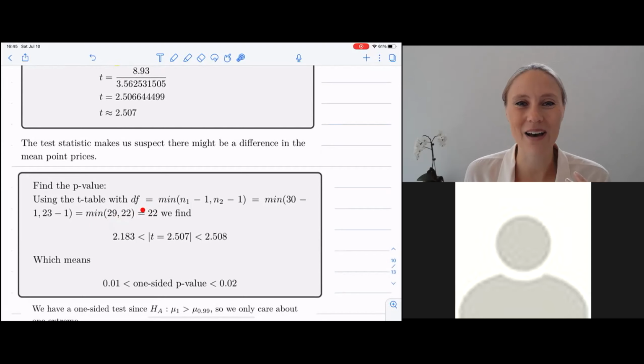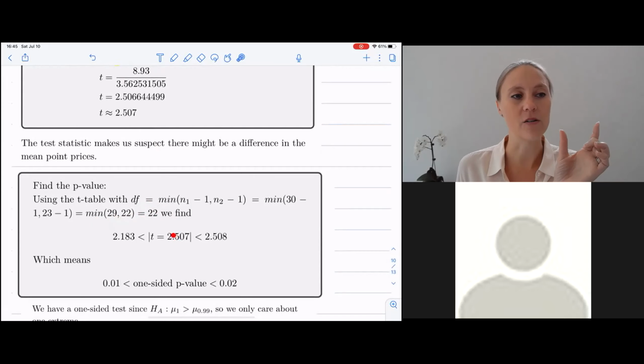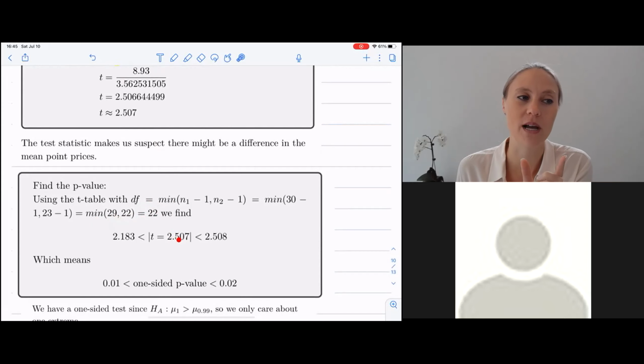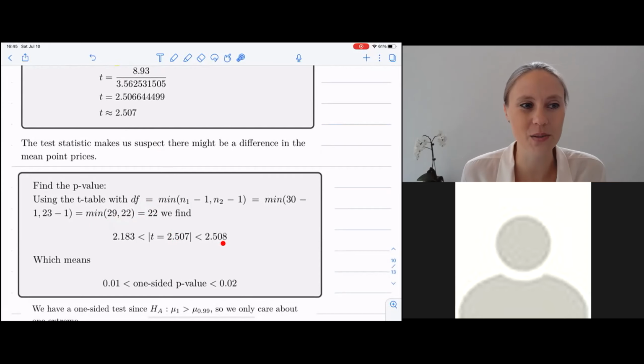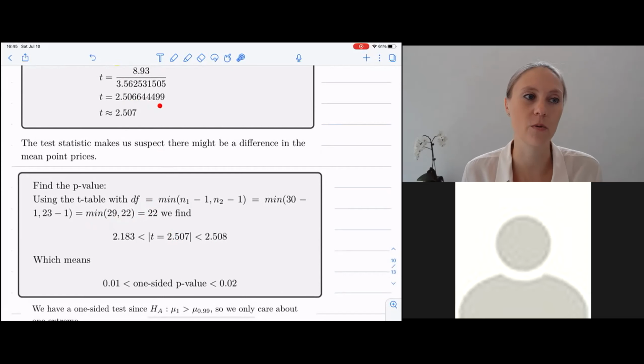But then once we have it, we set it up the exact same way as we did before. We take our calculated t and figure out where it would be placed on the 22 degrees of freedom line. Notice that with our rounding, we're dangerously close to 2.508, but notice 2.50664449999 is still less than 2.508, but you do have to be careful, right? So that's something to keep an eye out for.